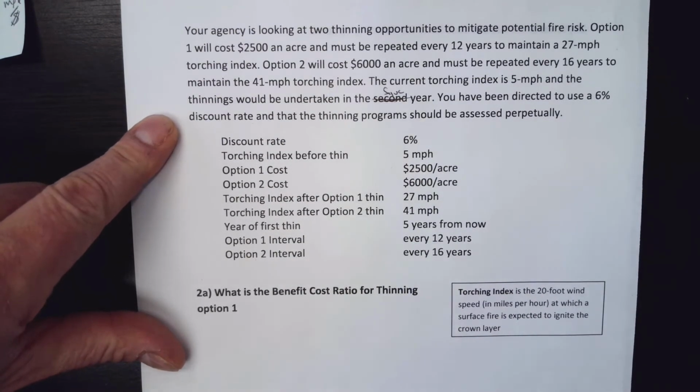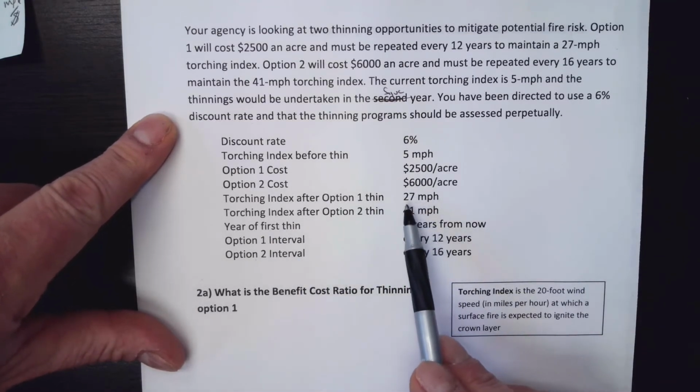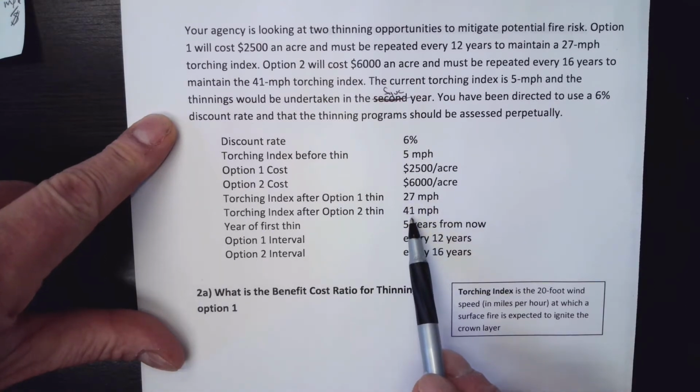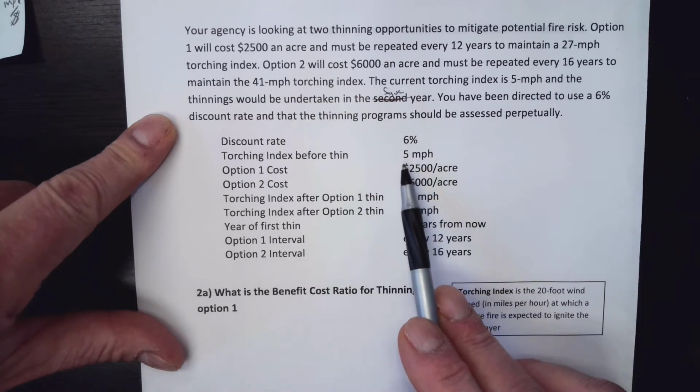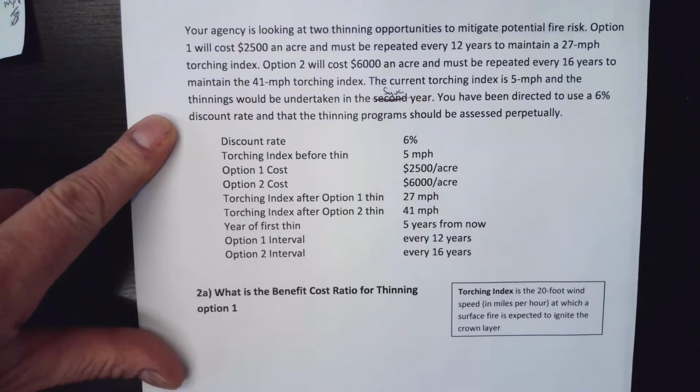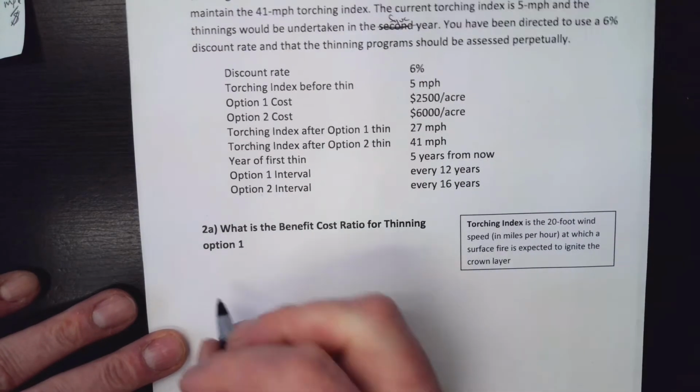You're going to keep thinning every 12 years or every 16 years in order to keep these torching indexes either at 27 or 41 miles per hour on average. And currently we're sitting at 5 miles per hour. So a low wind could get that fire up in the crown, and we have our costs. So let's get started laying it out.